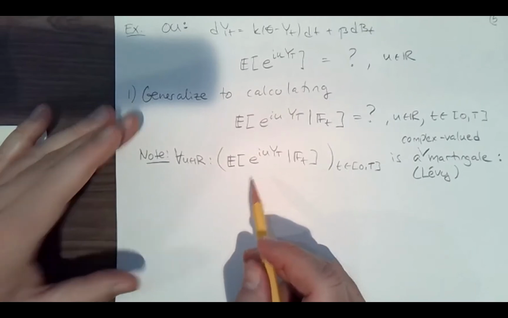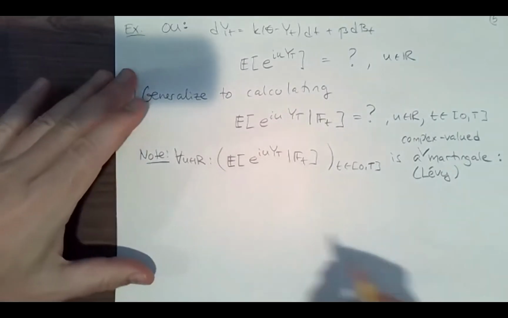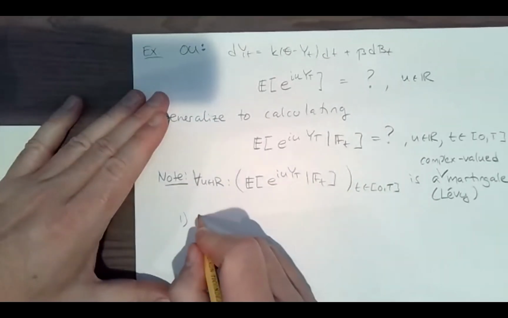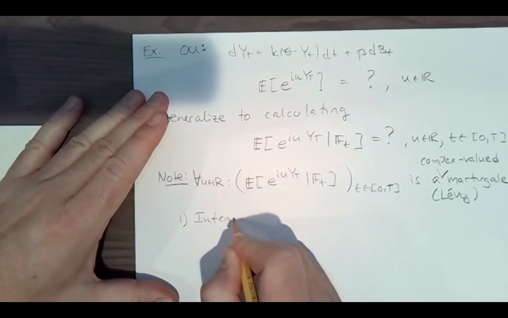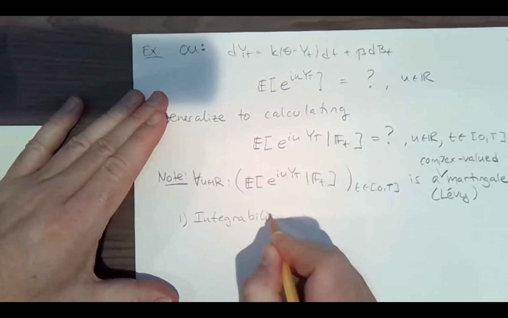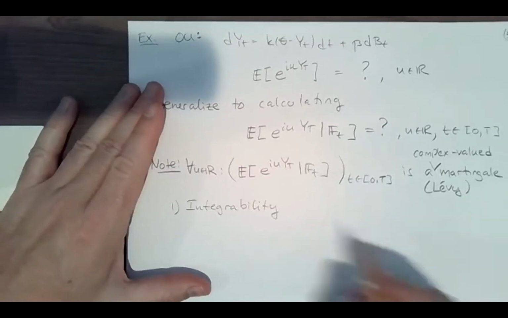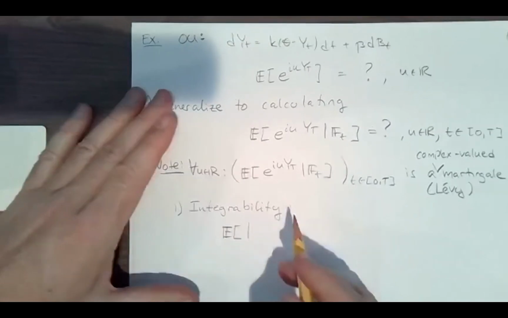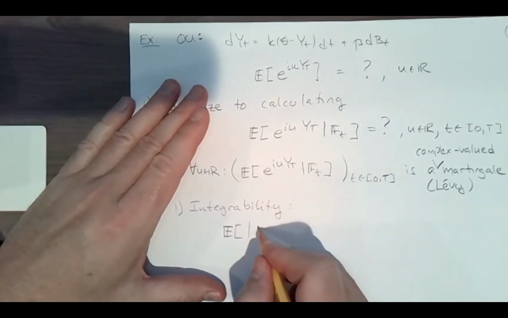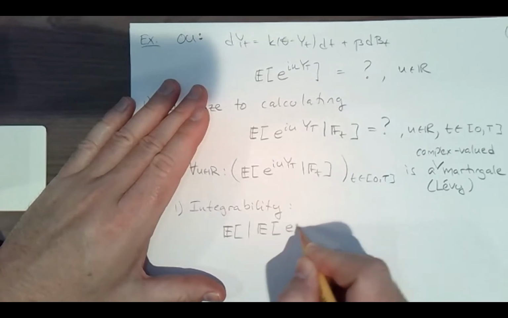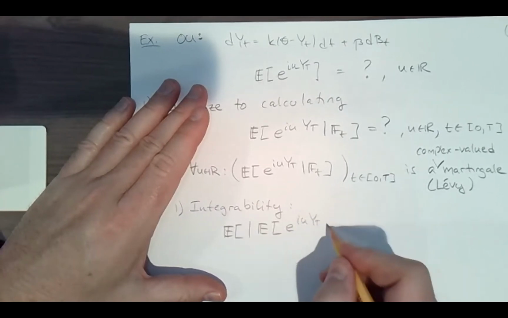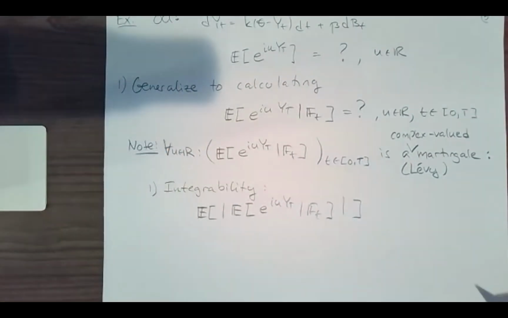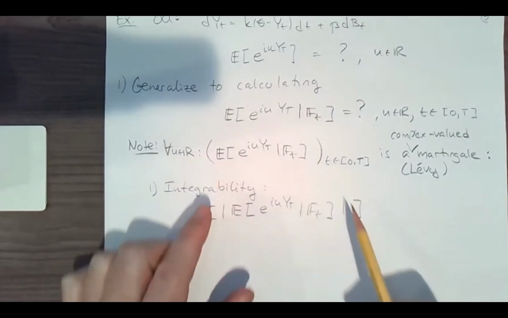Let me give the short argument. The first thing we have to do is to make sure that the thing is well defined. So first we check for integrability. What we want to make sure is that if I take the expectation of the absolute value of this thing, I'm going to get something that's finite. That's my random variable. I want to make sure that the random variable is integrable.